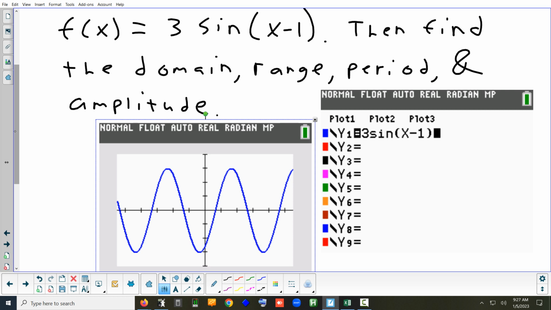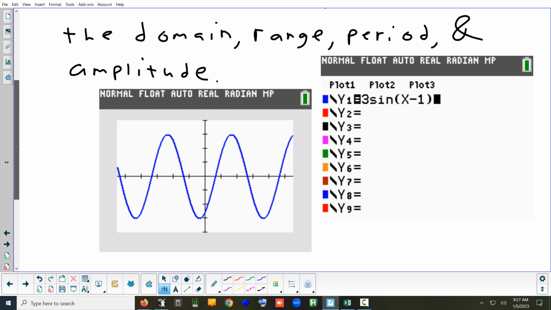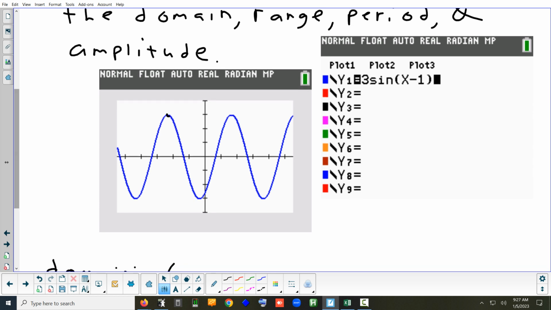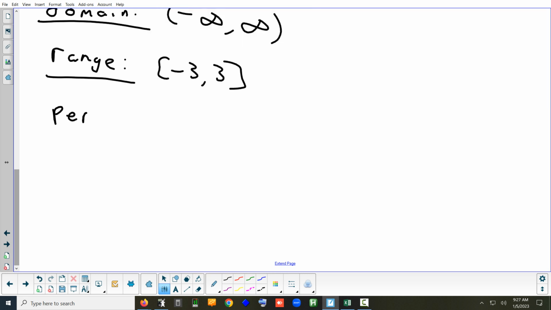Negative 3 to 3. Normally it would be negative 1 to 1, but you tripled it. So now it's negative 3 to 3, brackets or parentheses? Parentheses would mean that we never hit the value 3, but we do actually hit it right there. So, brackets. So there's our range.